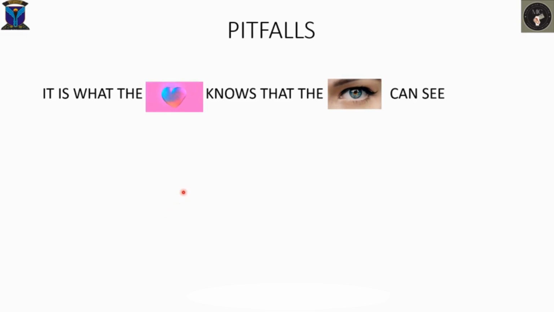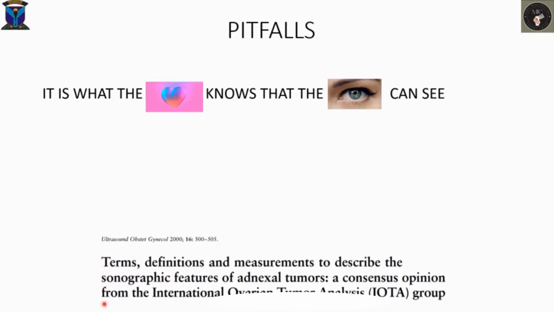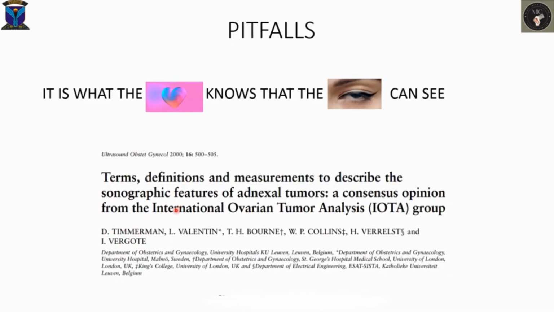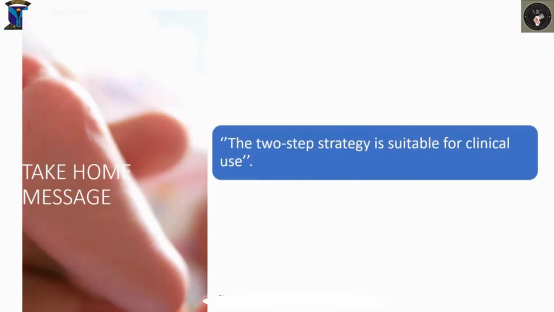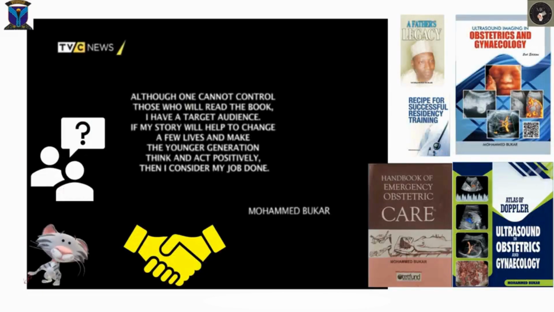There's a saying that it is what the heart knows that the eye can see. So it's important for us to know the terms, definitions, and how to measure adnexal lesions to properly use the IOTA models to be able to differentiate between benign and malignant lesions. So our take-home message is that a two-step strategy is suitable for clinical use. Thank you very much for listening.